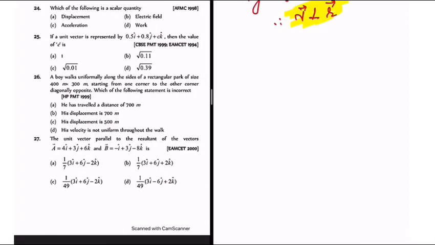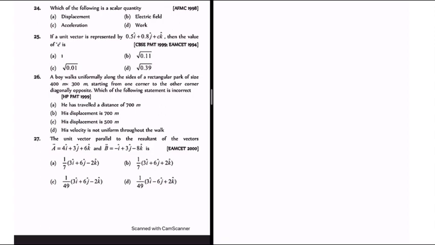Which of the following is a scalar quantity? Displacement is a vector, electric field is also a vector, acceleration is a vector, work is a scalar. D is your answer.